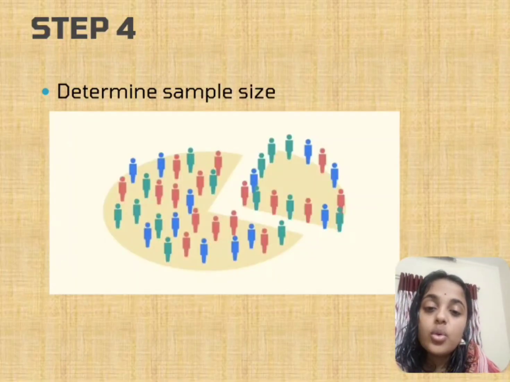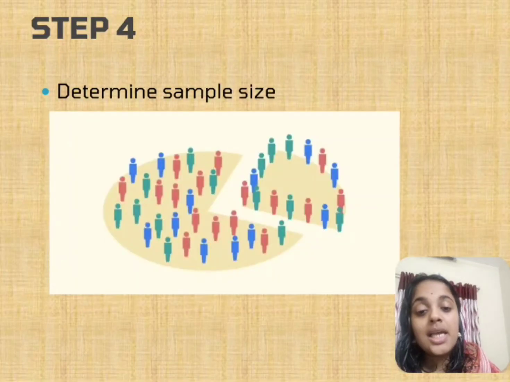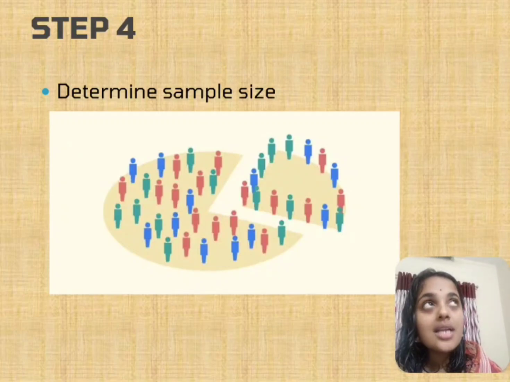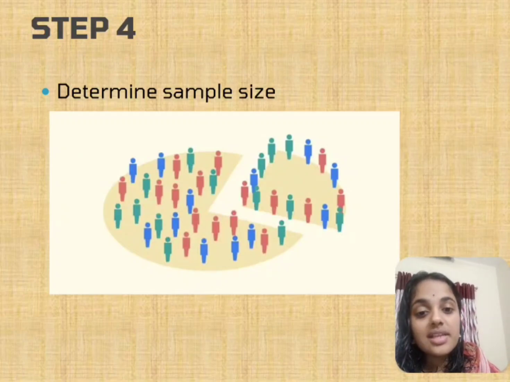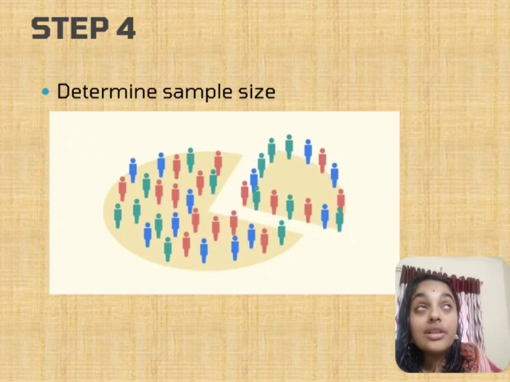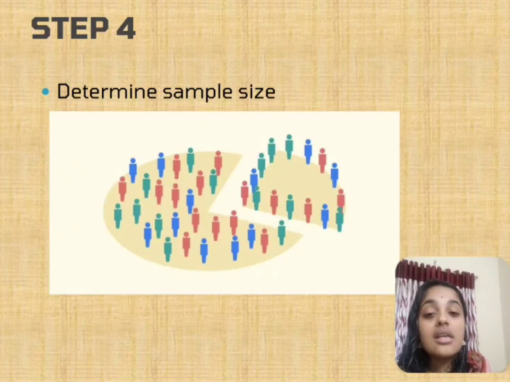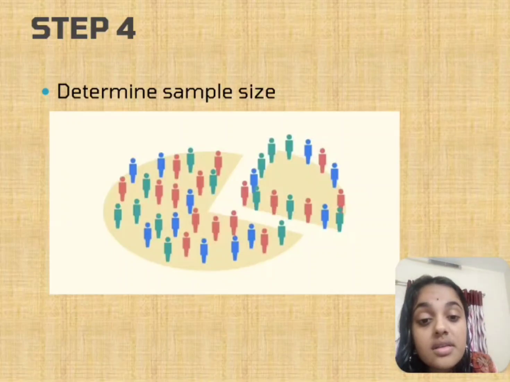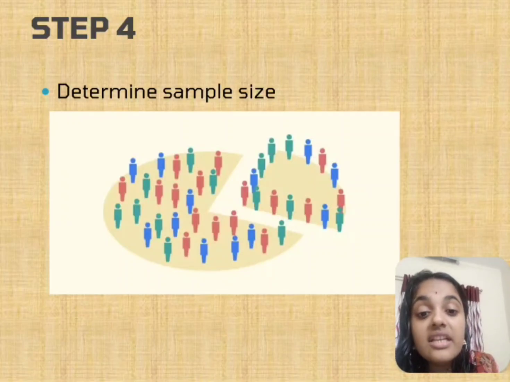The next step is to determine the sample size. So sample size is also an ambiguous term. A large sample size ensures accuracy actually, but while selecting a large sample size, there are lots of risks. Data collection will be very difficult.